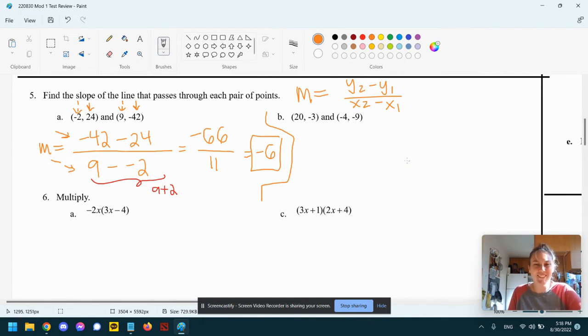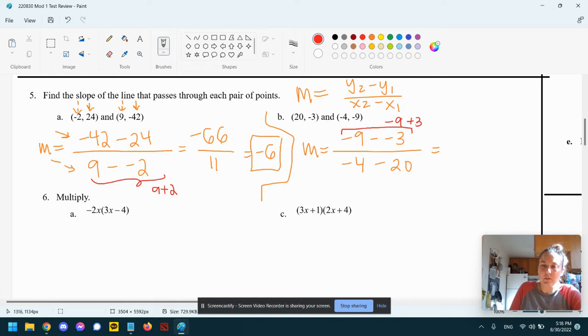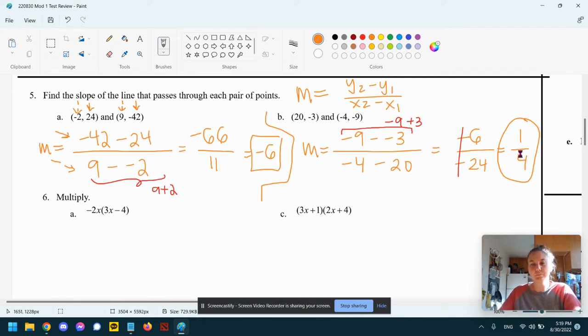To make that line dotted. Okay. Same thing for b. The slope is second y minus first y, second x minus first x. We can read this as negative 9 plus 3, which is negative 6. And we can read this as negative 4 minus 20, which is negative 24. The negatives cancel. And 6 divided by 24 is the same as 1 over 4. Nice.